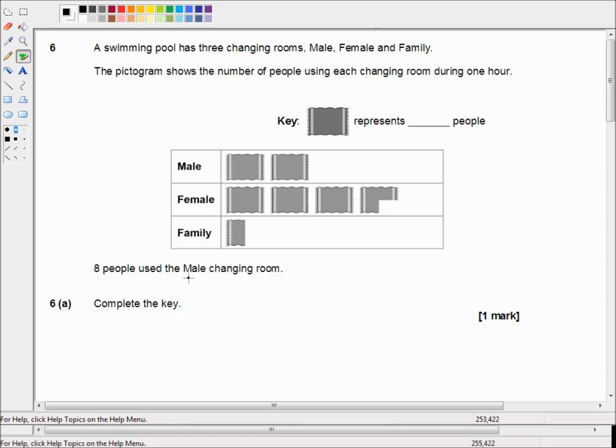Now it says 8 people used the male changing room, and part 6a says complete the key. Okay, so 2 whole pictures represents 8 people, so 1 whole picture must represent 4 people, so 4 plus 4 is 8, or 8 divided by 2 is 4. So that part was fairly simple.